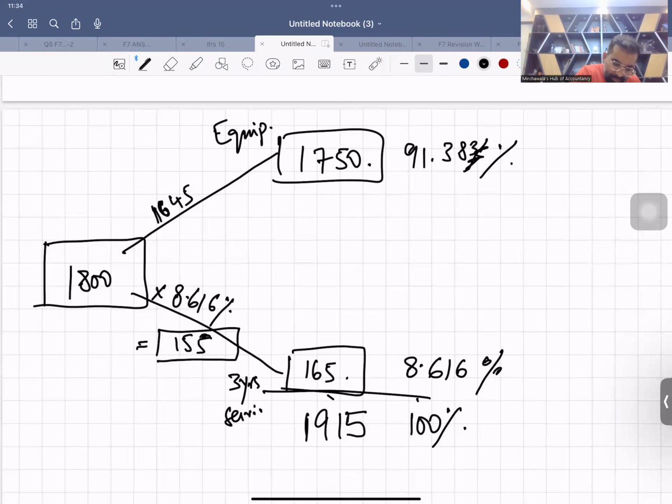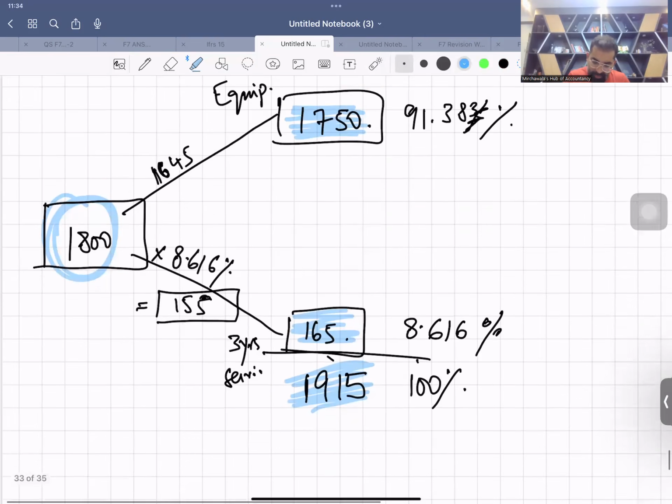See, if you buy separately, it's 1750 and 165, but if you add these two, it becomes 1915. But when you pay together, the only payment you made is 1800. That means 1915 minus 1800, 115, is the discount. So I did apportionment, and finally I calculated 155 as the 3-year service revenue. Now the next step is stage 5. Listen.